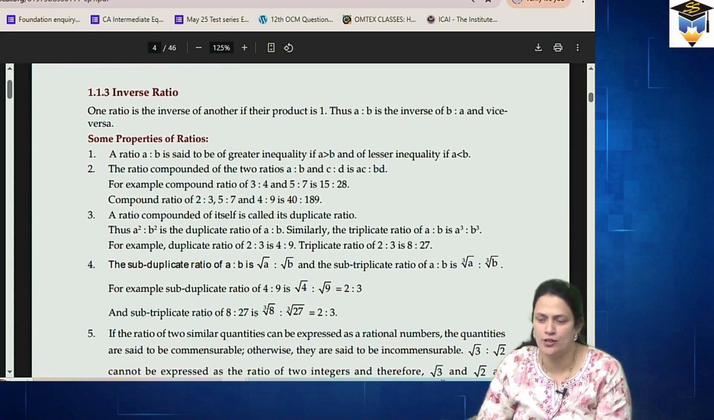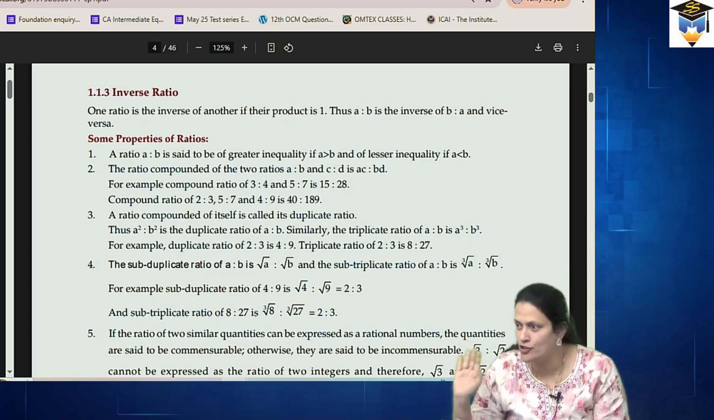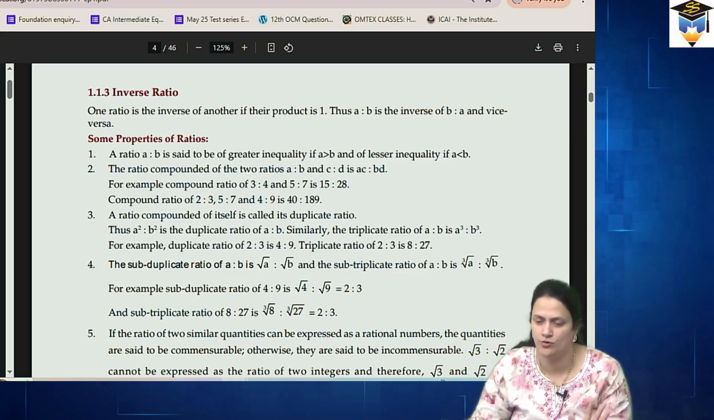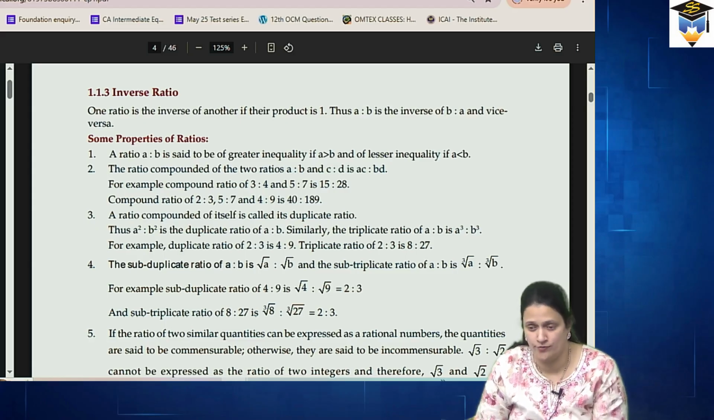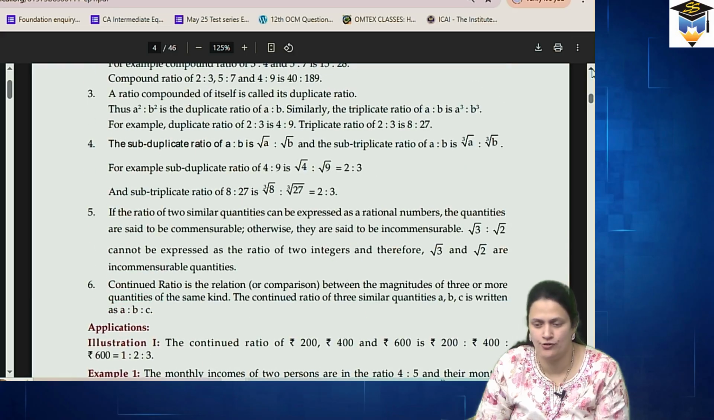Now inverse ratio. Whatever we have done so far in this chapter, have you understood? Any doubts? Okay. So let us move on to the next part. Inverse ratio. They have given examples of each. Okay.